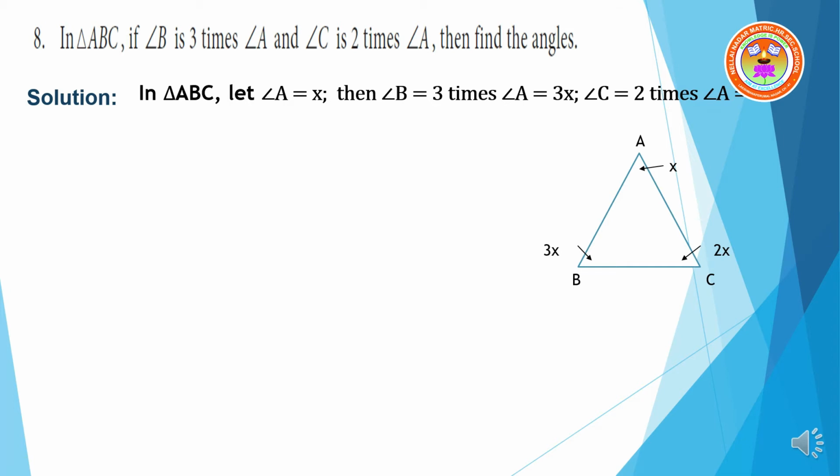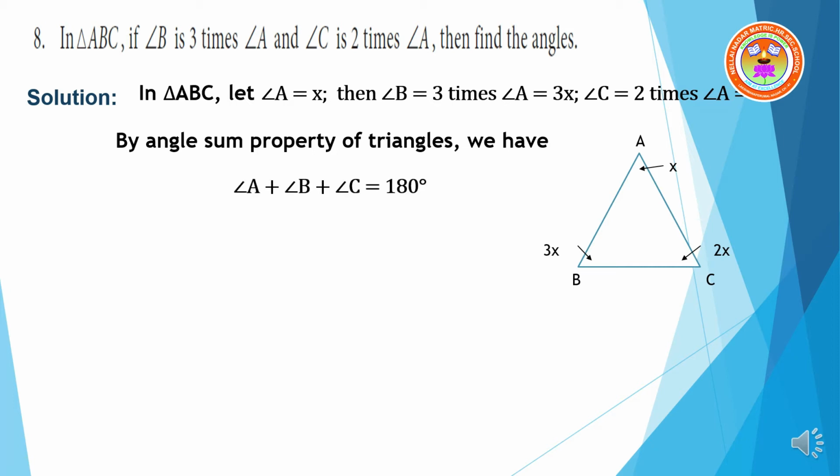Now since we have written all the 3 angles, let us use the angle sum property. By angle sum property of triangles, we have to add all the 3 angles, that is x, 3x and 2x. So adding angle A plus angle B plus angle C will be equal to 180 degrees by the angle sum property of a triangle. What is angle A? x. Angle B? 3x. Angle C? 2x. So that can be written as x plus 3x plus 2x will be equal to 180 degrees.